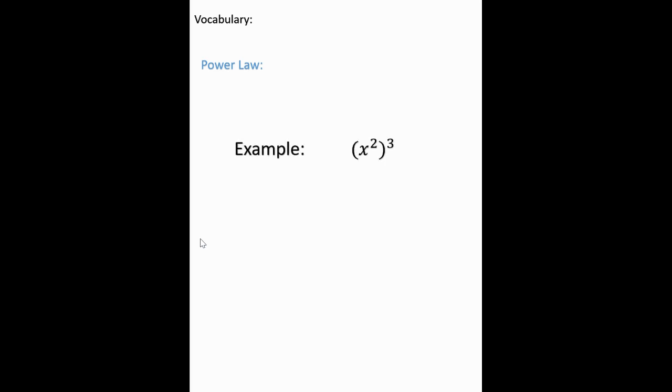Now, before I get into the actual law itself, I want to show you what's happening, okay? So I have x squared to the third power. This means I have 3 x squareds. If I was to expand that, I could write that out and say I have x squared times x squared times x squared. I have 3 of these. That's what this says. And if I kept expanding this, this means I have 2 x's, and so does this, and so does this. So that gives me x times x times x times x times x times x. Now, how many x's do I have there? I have 6, right?